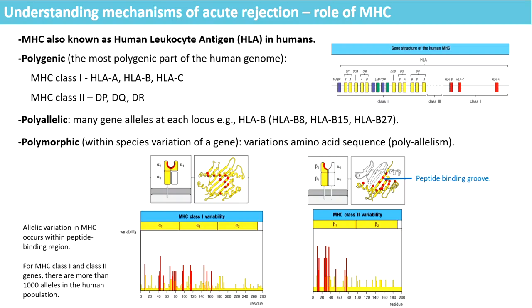And humans will actually have over 1,000 different alleles for MHC class 1 and MHC class 2. So that gives us the uniqueness that we need for our MHC, and it's really important. But in terms of transplants, obviously that presents a bit of an obstacle because it's going to be different between each individual.